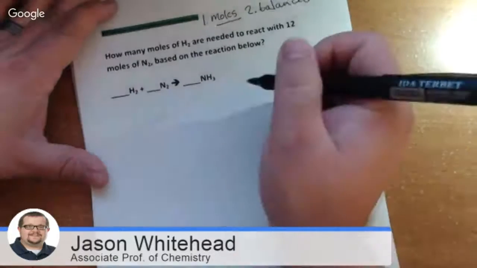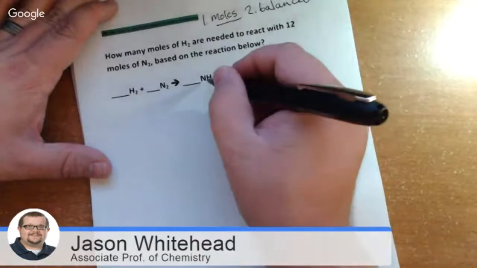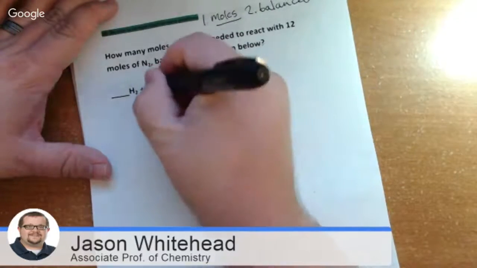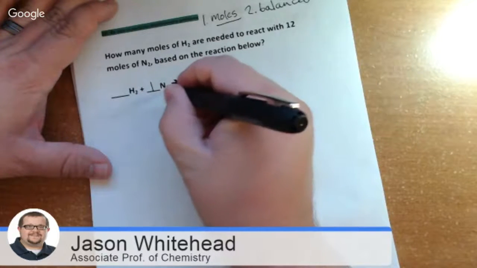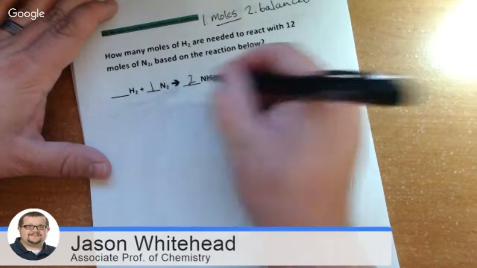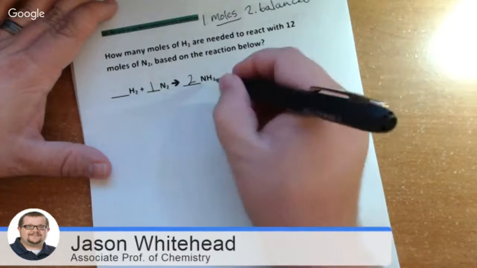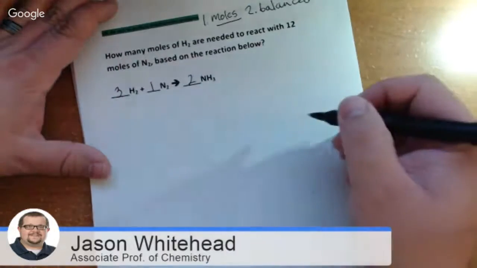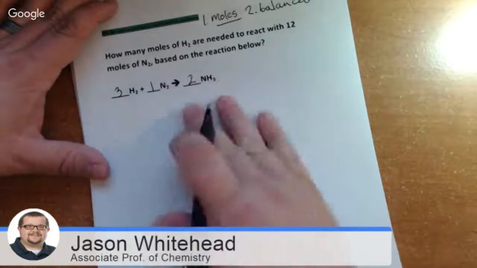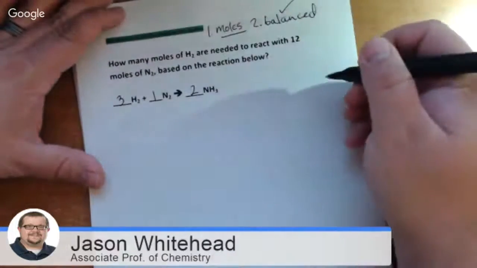So starting this off, I've got one N here and two of them here. So if I want to balance this, this gives me two N's. That'll give me two N's. 2 times 3 gives me 6 H's. 3 times 2 gives me 6 H's. So now my reaction balanced out.